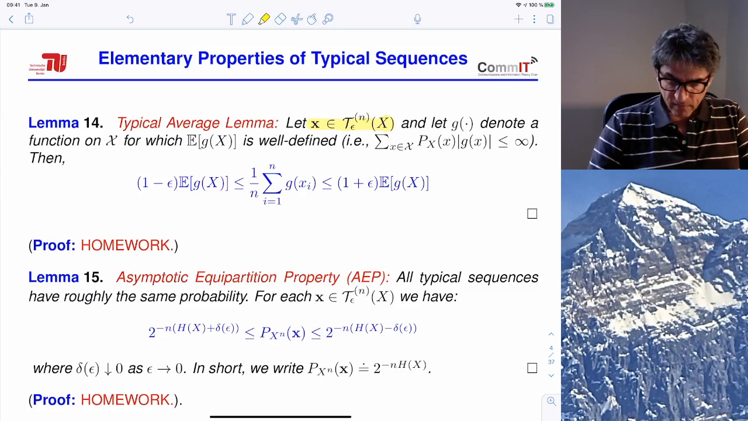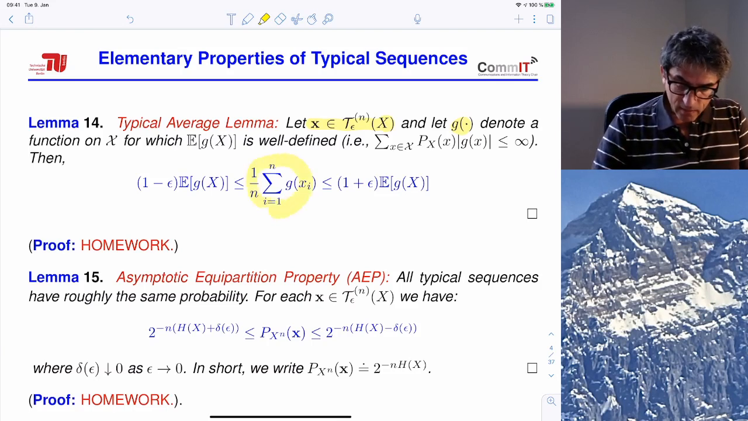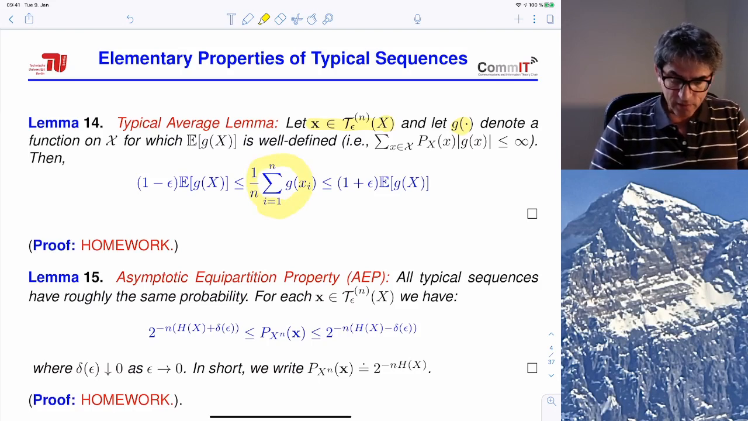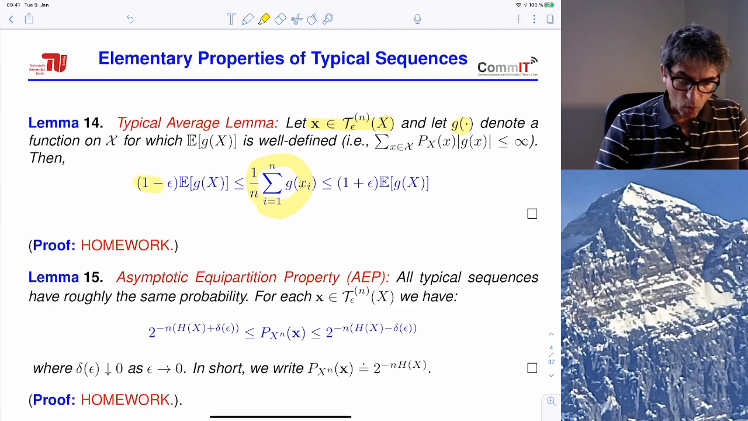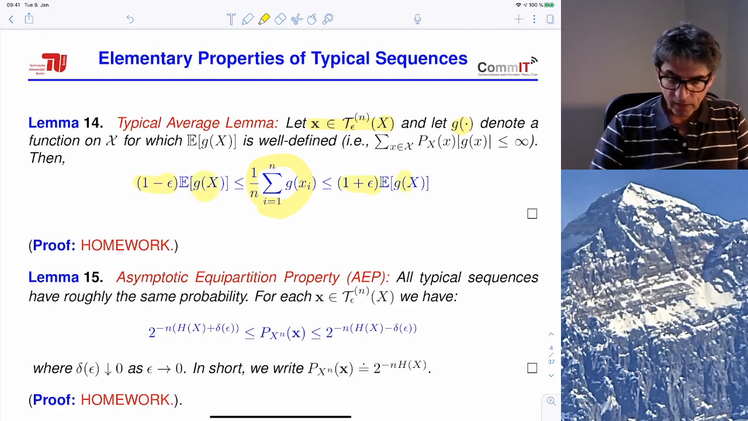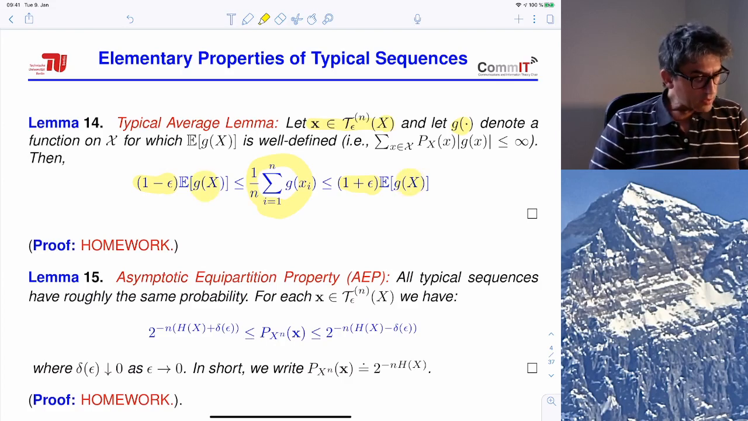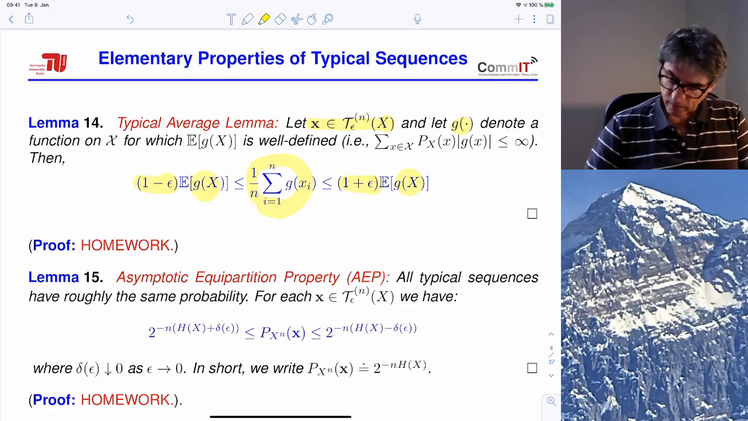So given a typical x and given a function g, it turns out that the empirical mean of the function g over the sequence x is trapped between 1 minus epsilon and 1 plus epsilon times the true mean, the ensemble mean. How do we prove this? Well, I would say homework, but let's give this as an example.